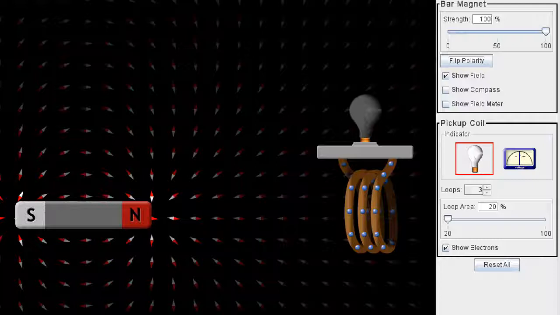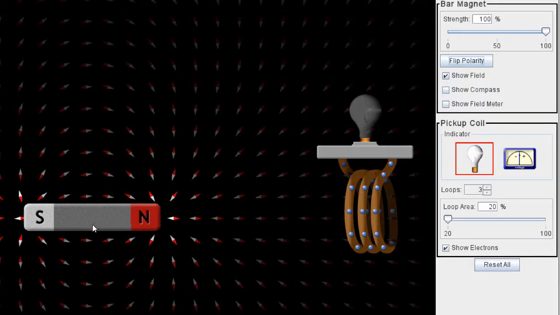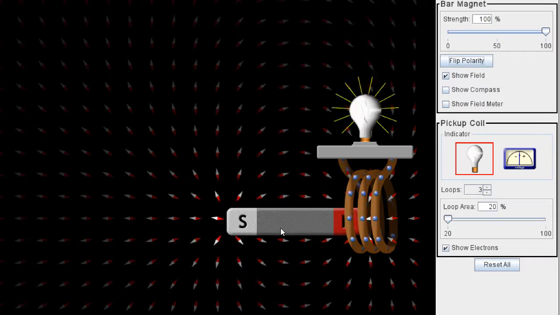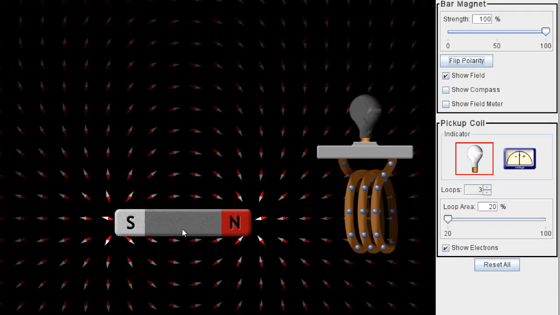In this video, we're going to learn how we can predict the direction of an induced current. And what I mean by that is if I take a magnet, in this case a bar magnet, and I move it towards a coil, I can see that the electrons move in a specific direction. In this case, they move downwards. If I move this magnet back away, I see that the electrons move upwards.